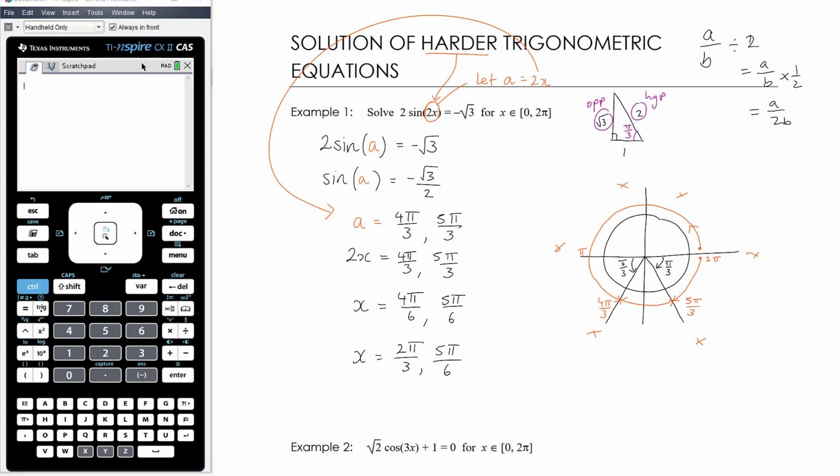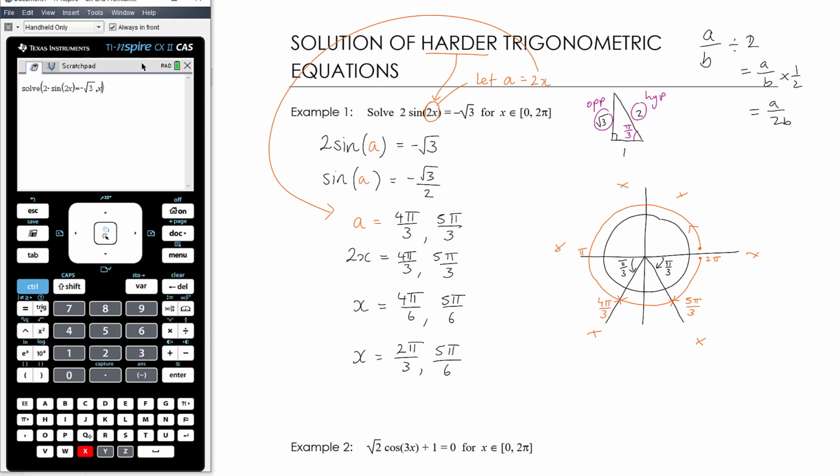Okay. So I just want to have a look at, let's solve this equation with our CAS. So we had a look at this at the end of the last video. So menu 3.1 to solve as usual. We enter in our equation, 2 times sine of 2x equals negative root 3.